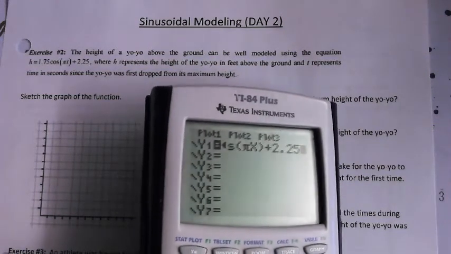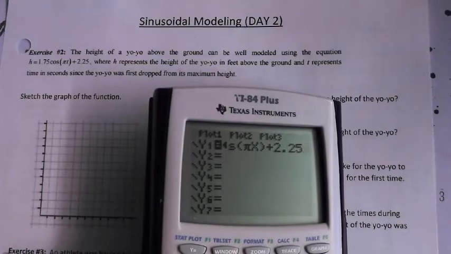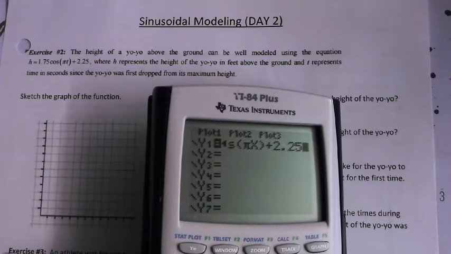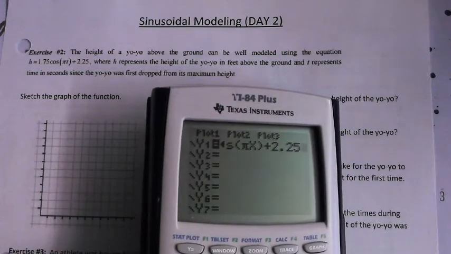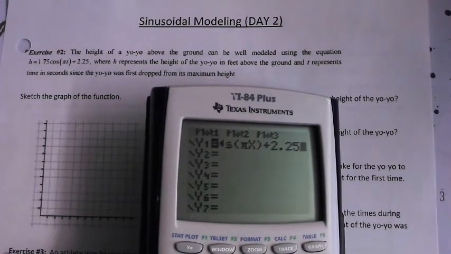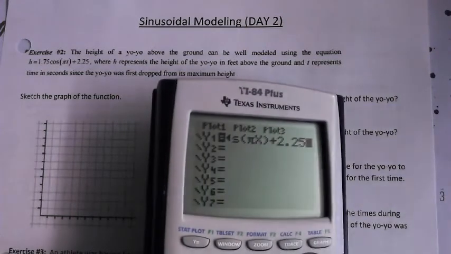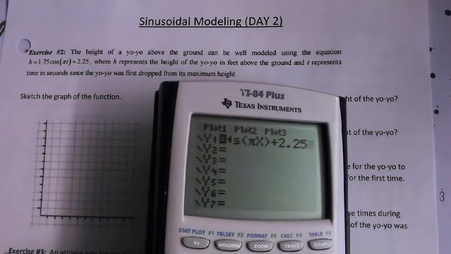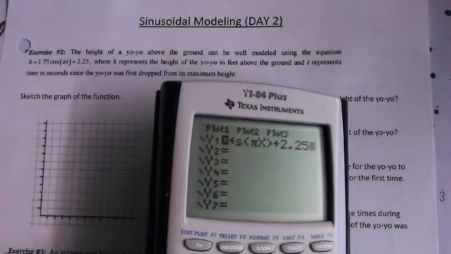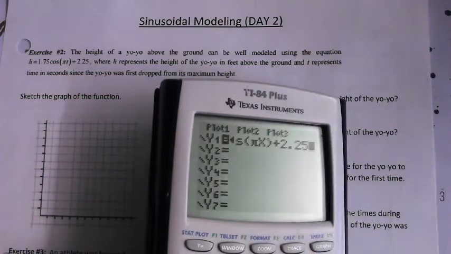Before we just start hitting the graph button, we want to make sure we understand the window process. It's kind of one of those things that kids are so bad at because there's never been a formal, official day of just teaching how to set the window on your calculator. We could use a whole chapter of just knowing how to use our calculator, but it doesn't really fall in anyone's curriculum, so we don't do it explicitly with you, but it's so important, okay?